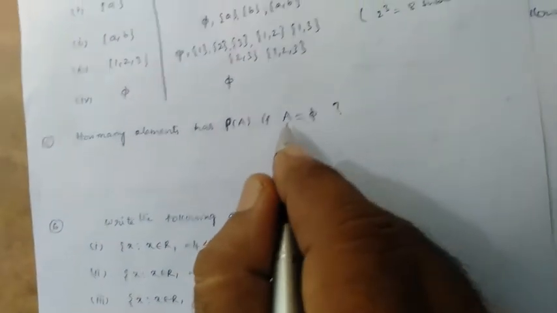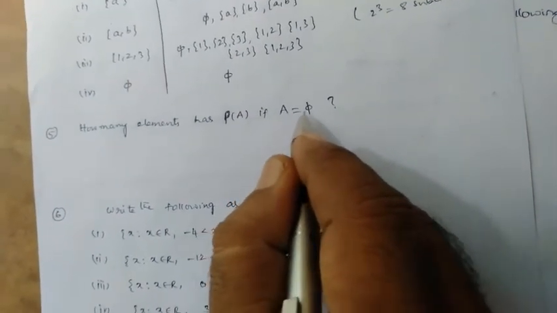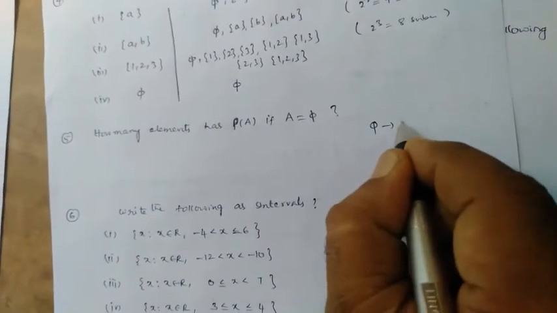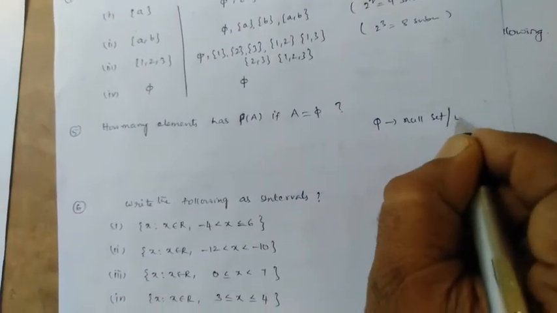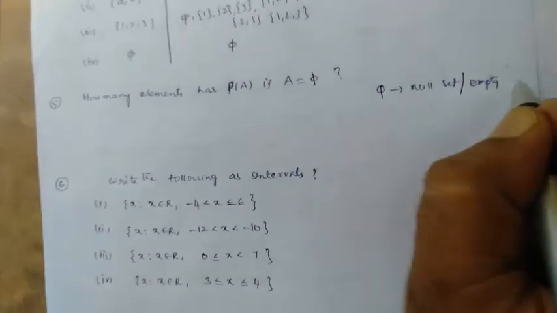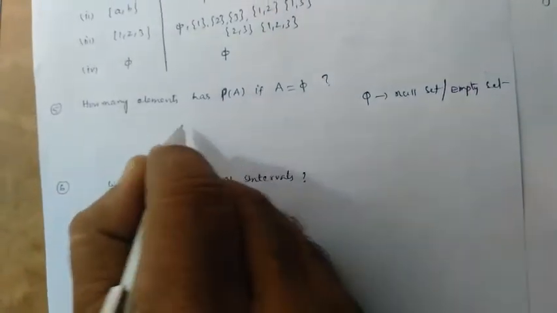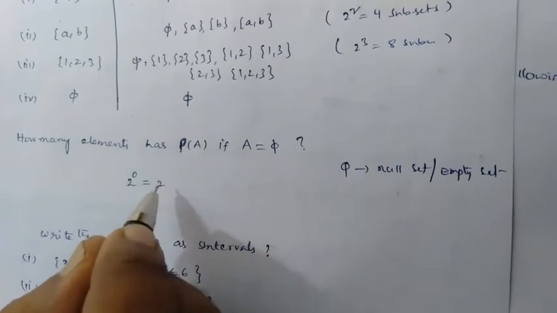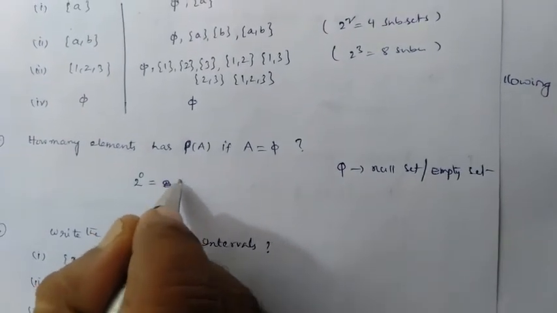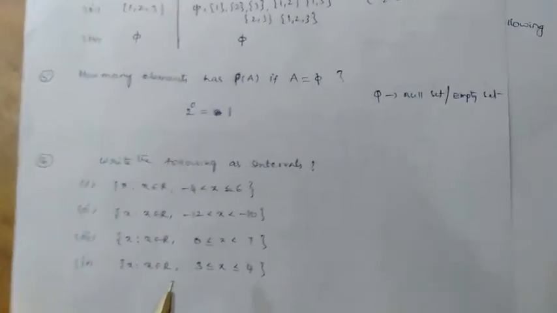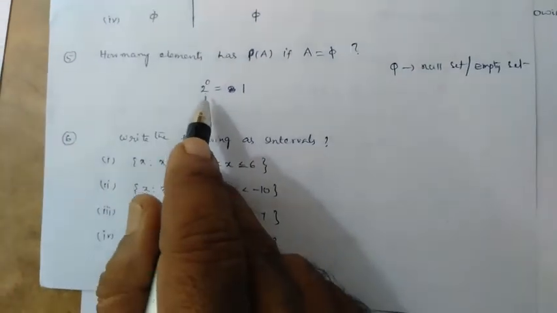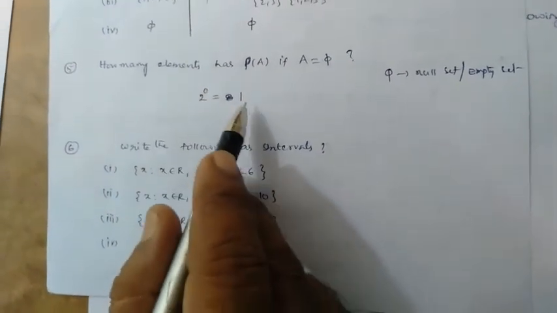So if A does not have even a single element, phi means null set. Phi means it is a null set or empty set. It contains no sample, no single point. That means the number of elements will be 2 power 0, which is equal to 1. Only one element, that is phi. Simple answer, 2 power n. Here phi means null set, so there exists not even one point. 2 power 0 is equal to 1.